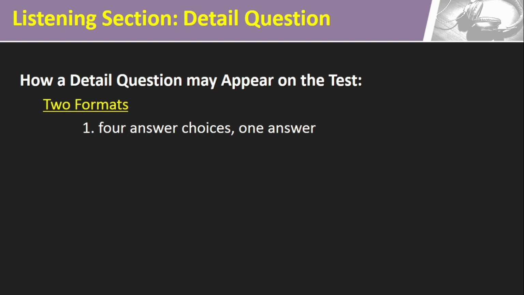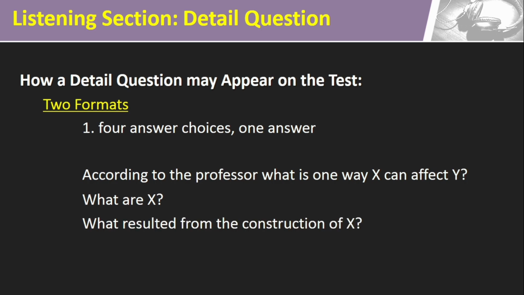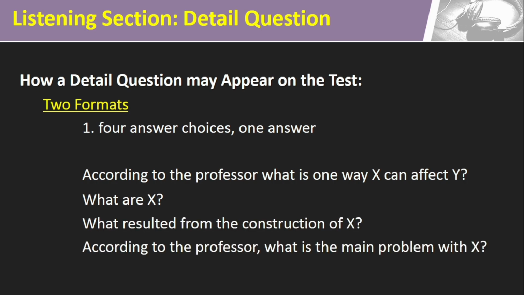One answer questions may appear on the test like this. According to the professor, what is one way that X can affect Y? What are X? What resulted from the construction of X? According to the professor, what is the main problem with X?